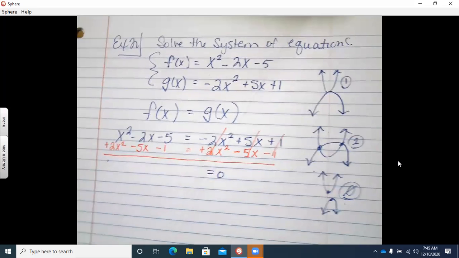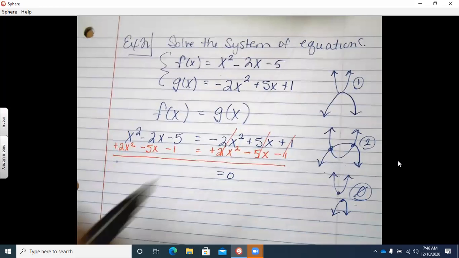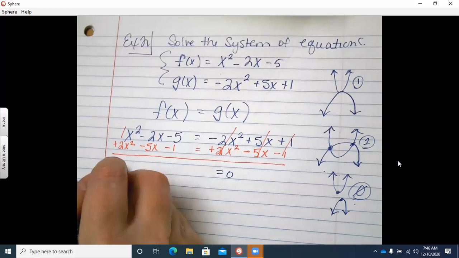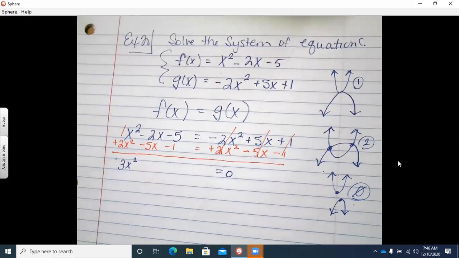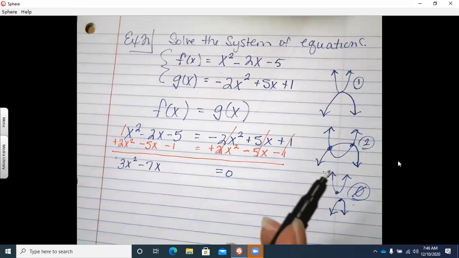On the left side, let's combine like terms. Is x squared plus 2x squared 2x squared? Then stop doing that. Y'all tell me that all the time. Remember, it's technically 1x squared. And 1x squared plus 2x squared is 3x squared. What is negative 2x minus 5x? Negative 7x. What's negative 5 minus 1? Negative 6.